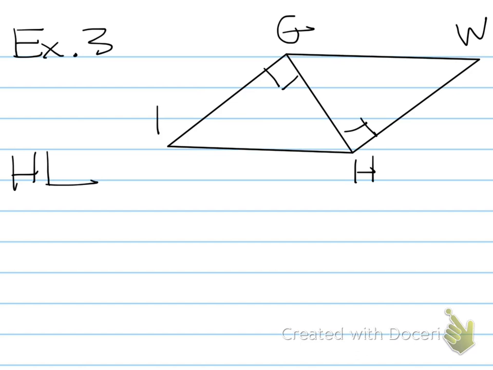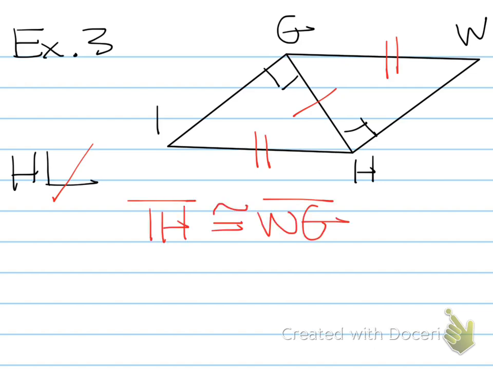Here we would mark that GH is congruent to GH by the reflexive property, and so that's the leg for both right triangles. So we need to mark the hypotenuse congruent in order to prove that they're congruent by hypotenuse leg. So IH is going to be congruent to WG.